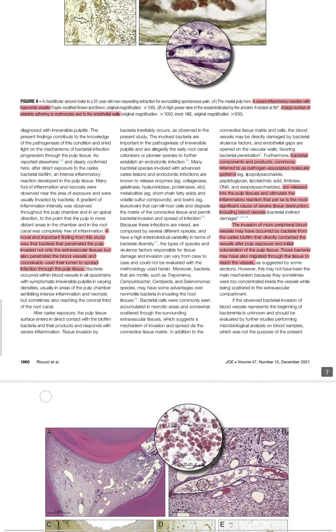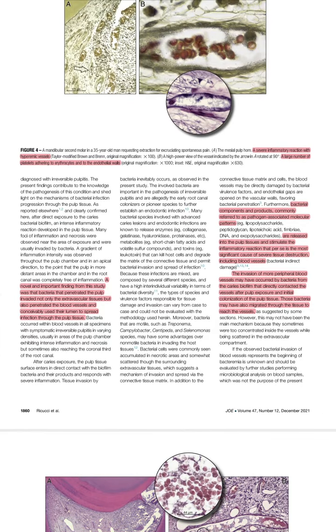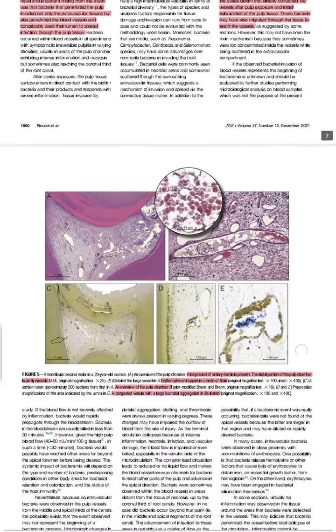A novel and important finding from this study was that bacteria that penetrated the pulp invaded not only the extravascular tissues but also penetrated the blood vessels and conceivably used their lumen to spread the infection through the pulp tissue.